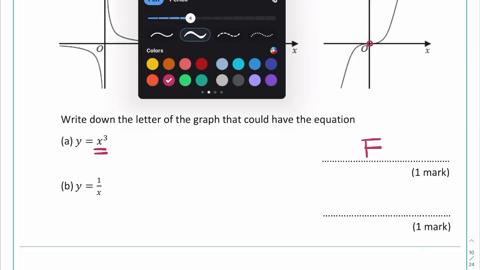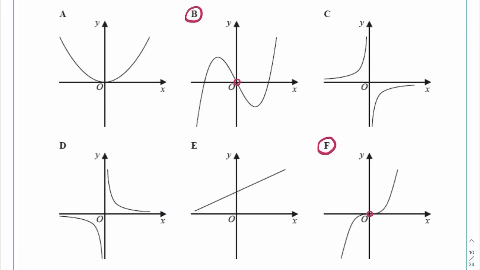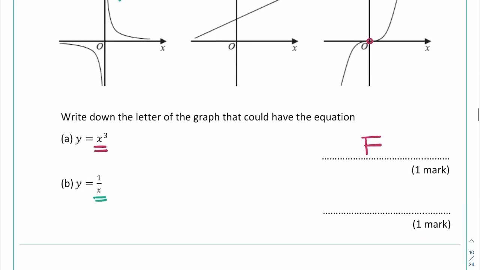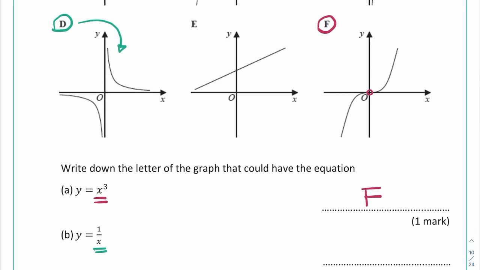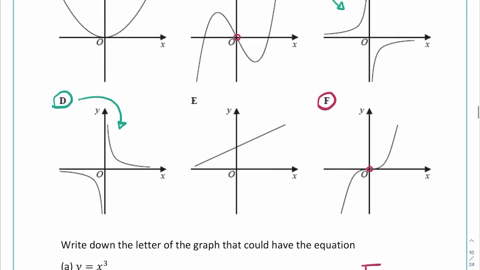For part B, we are looking at a reciprocal graph. And if you have a look, we have two there that are reciprocal graphs. You've got C and you've got D. Now C, this reciprocal graph, goes into the negative part, and D is in the positive part, or the positive quadrant. Now if we look at that reciprocal equation there, it's positive 1 over x. So we're looking at a positive reciprocal graph. And our positive reciprocal graph is that one there, D, that's in the positive quadrant. So that is D.